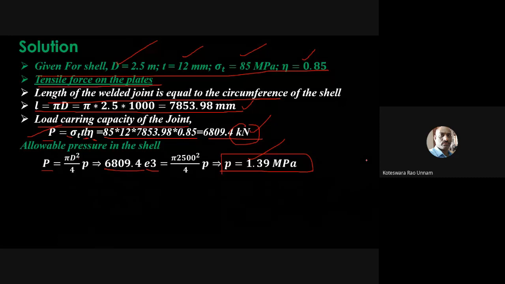Sometimes if the efficiency is not given, you take the efficiency as 100% and solve the problem in a similar manner. Okay, I think I'll stop here today. In the next class we'll consider some more problems, and after completing those, we'll move on to the eccentrically loaded welded joints. If you have any doubt in today's class, you can ask now.